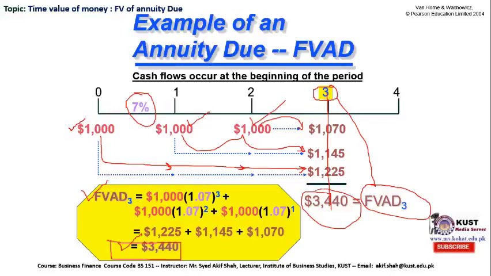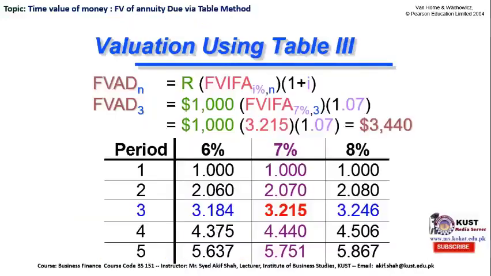This was the first method. The second method is to use the table method. So once again we can go back to the book Annexure, which is written by Van Horne, Fundamentals of Financial Management book. You can find out in table 3 the relevant factors. The formula for future value of annuity due is R, which is representing the cash flows, cash receipts or cash payments, into future value interest factor for annuity table at subscript I percent, which is 7% compound interest rate, and for the 3 years.